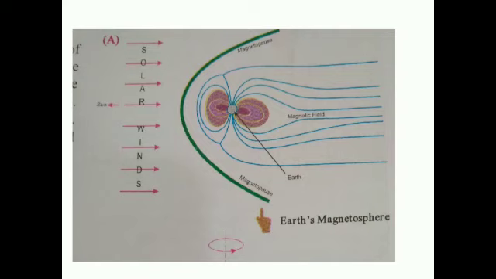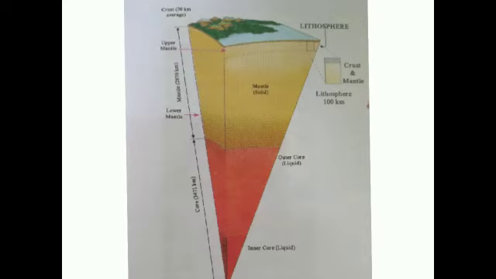Okay, now inner core. Inner core extends around 5150 kilometers depth and around 6371 kilometers. Core of the earth is in solid state. Inner core is in solid state. So iron and nickel are most probably found in inner core, and therefore it is called NiFe. Why? Because of iron and nickel.